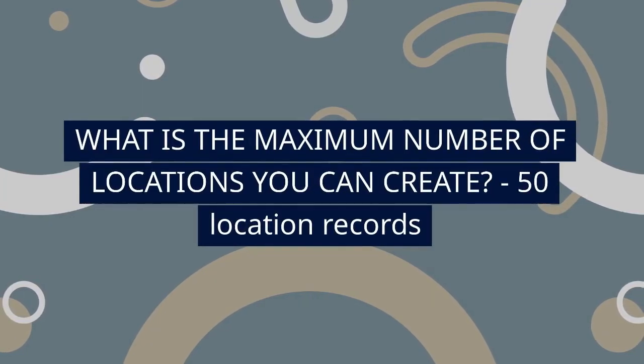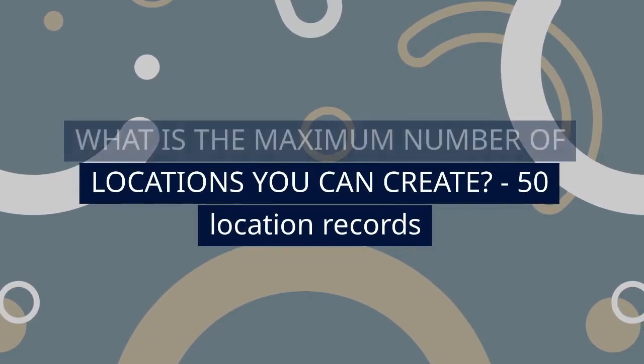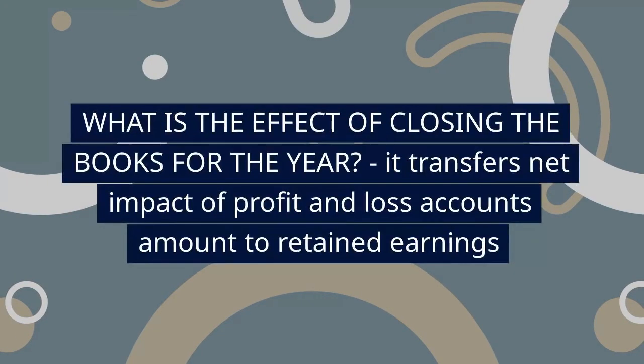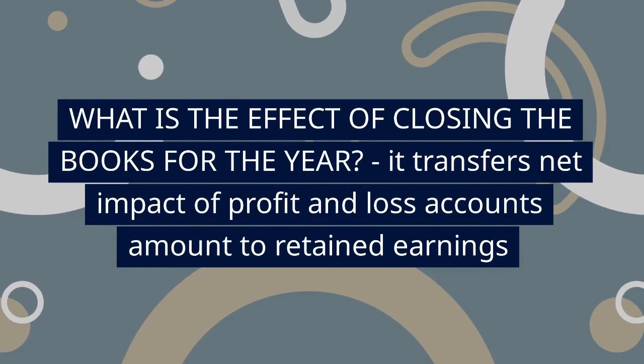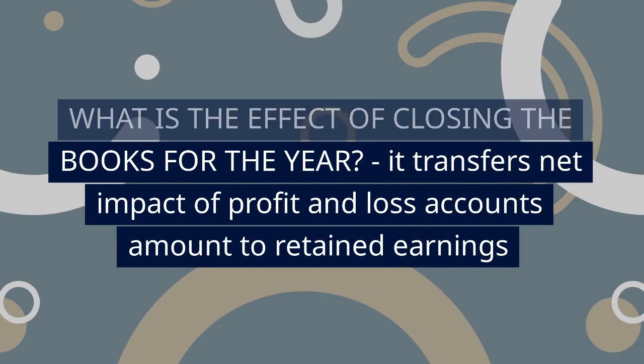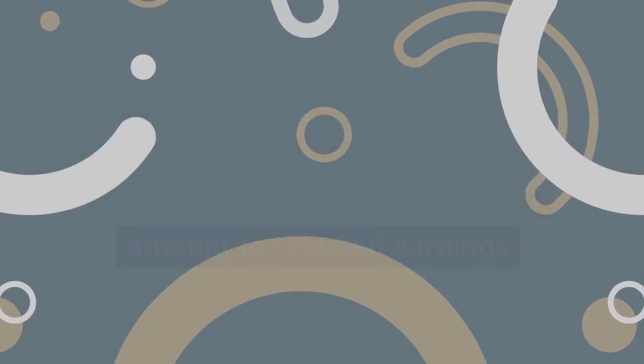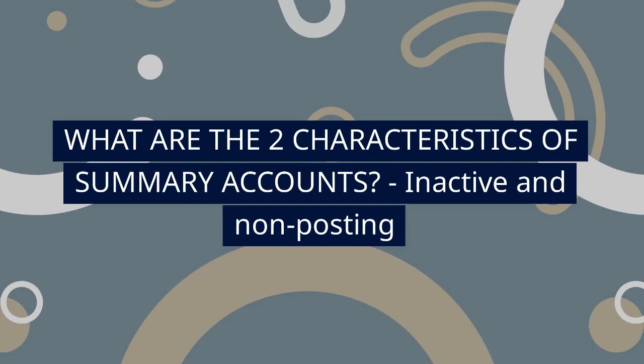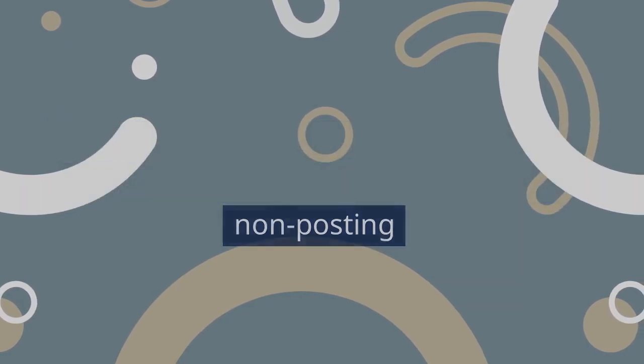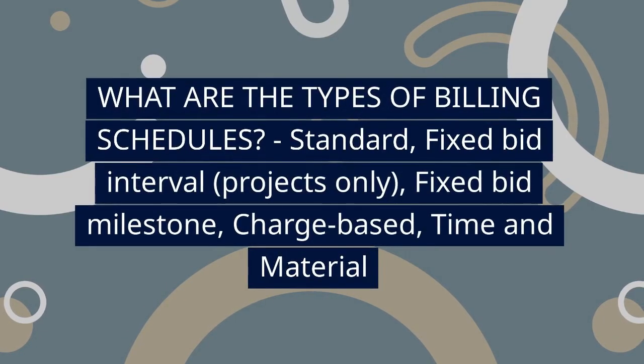What is the maximum number of locations you can create? 50 location records. What is the effect of closing the books for the year? It transfers net impact of profit and loss accounts amount to retained earnings. What are the 2 characteristics of summary accounts? Inactive and non-posting.